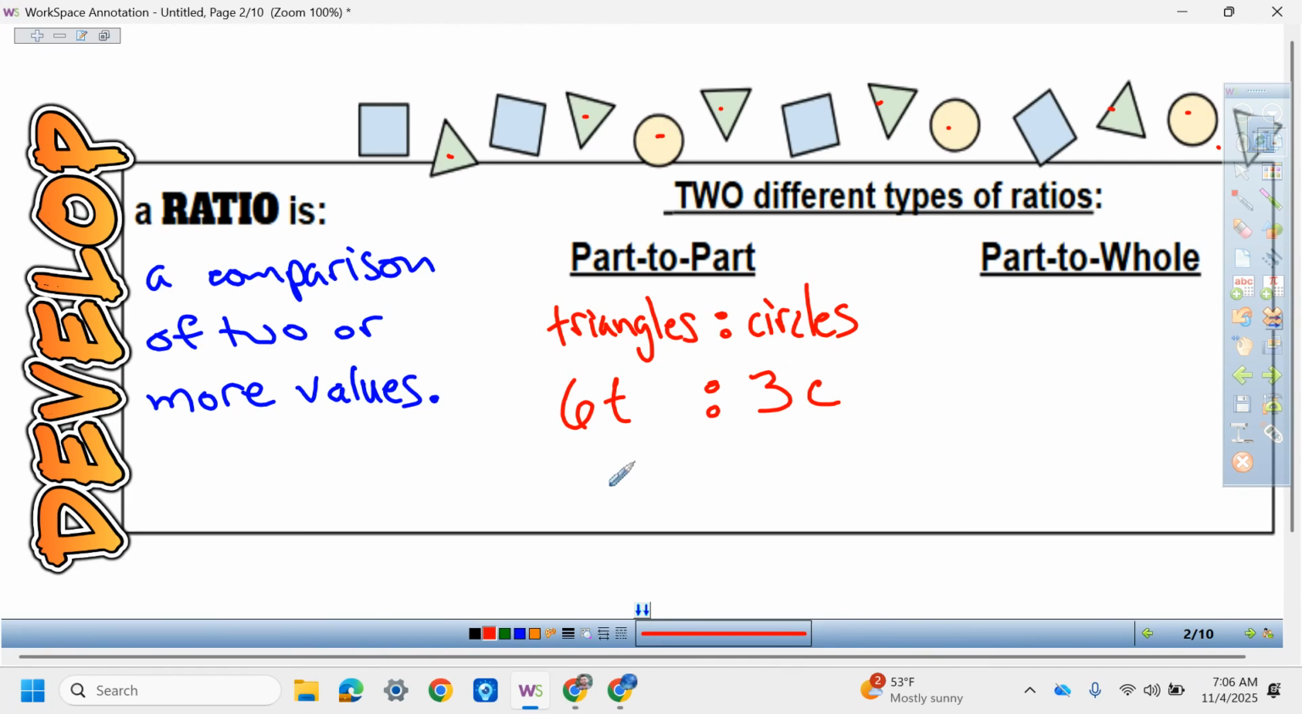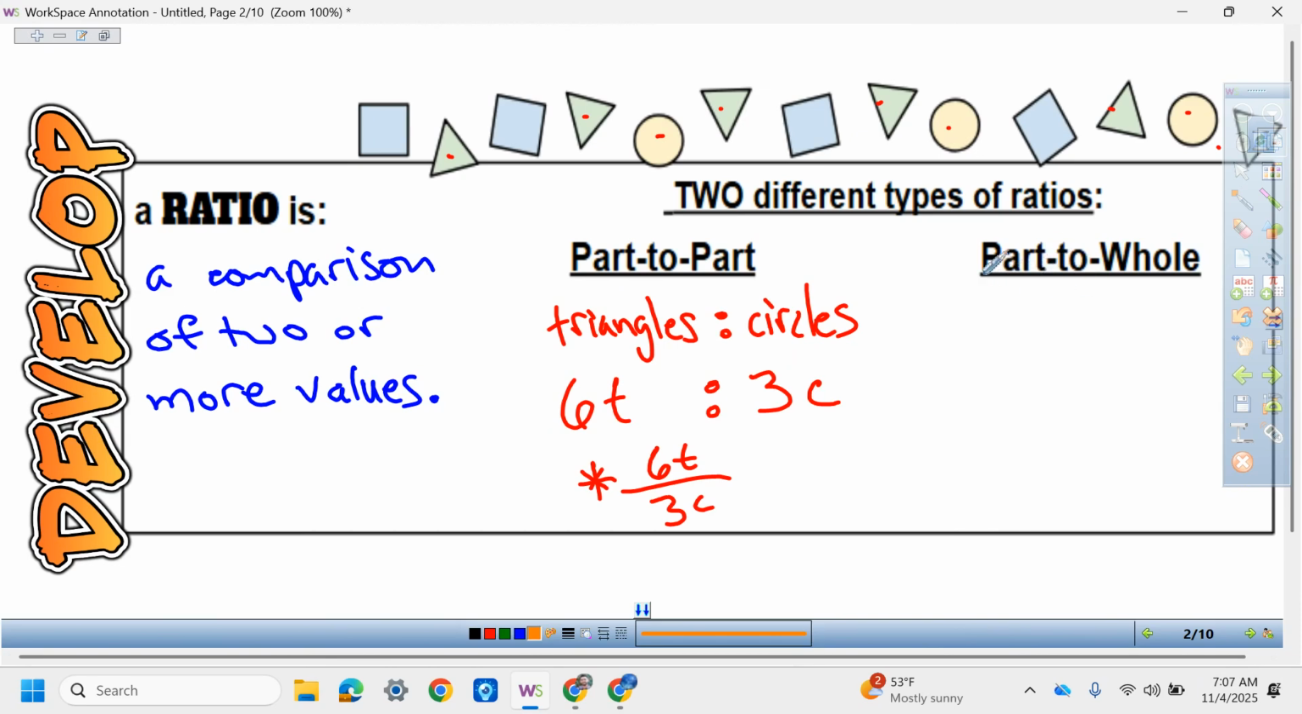We can also write this as a fraction, 6 triangles to 3 circles. This is going to be the most common way that we're going to be writing ratios. Again, without the letters, this is just a fraction. But now, with the T and the C representing triangles and circles, we now have a part-to-part ratio. The other one we're going to look at is a part-to-whole ratio.